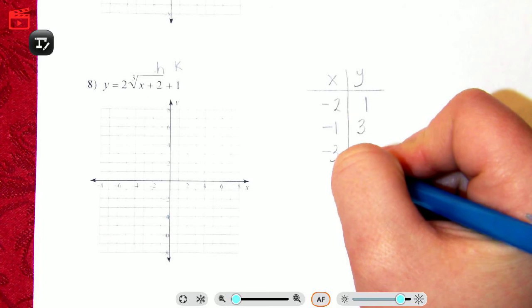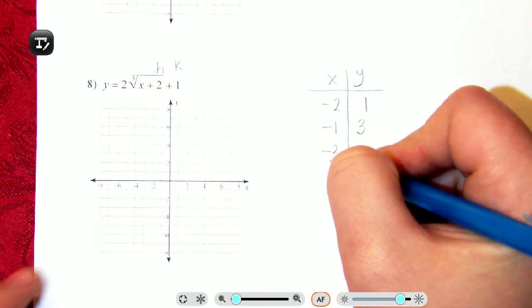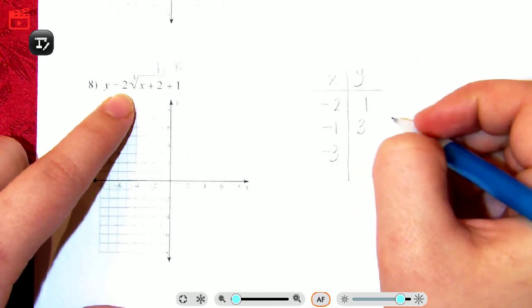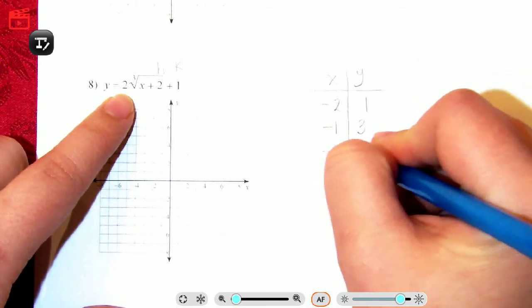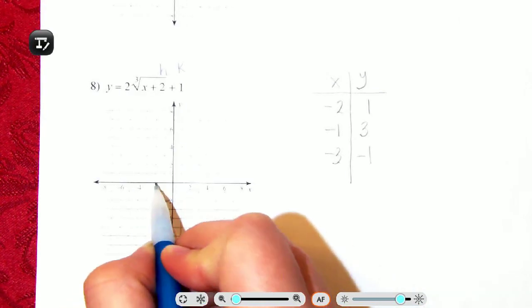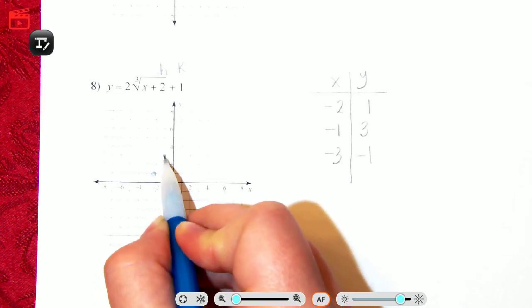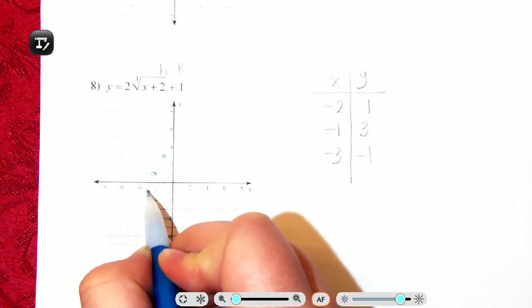Negative 3 plus 2 is negative 1. Cube root of negative 1 is still negative 1. Negative 1 times 2 is negative 2. Negative 2 plus 1 is negative 1. I'm going to sketch that. So I have negative 2 and 1. Negative 1 and 3. Negative 3 and negative 1.